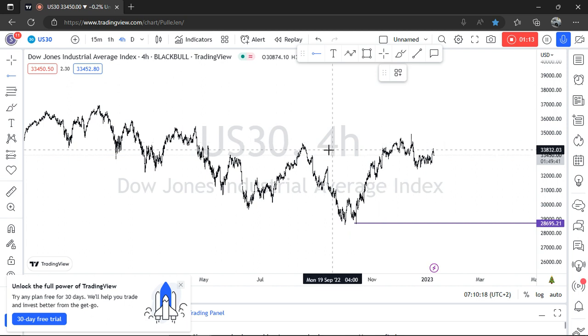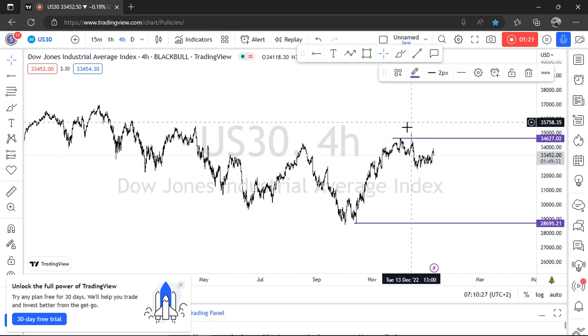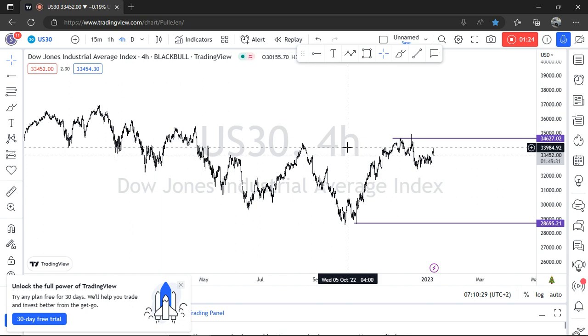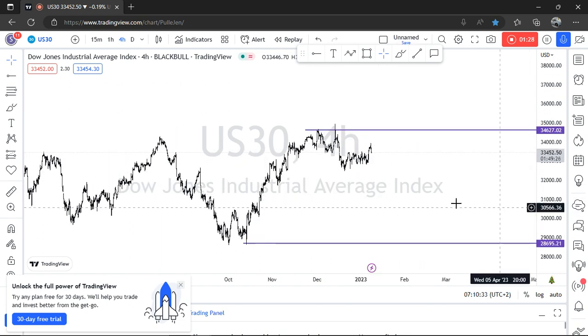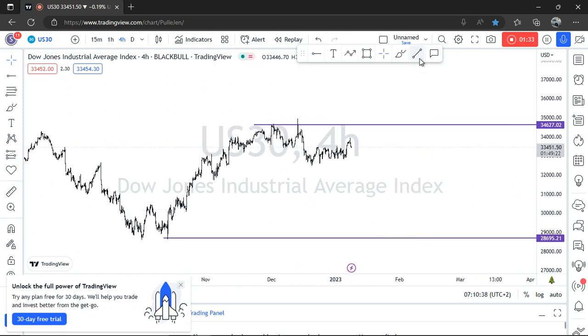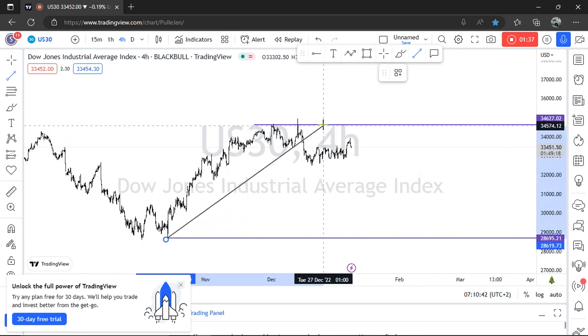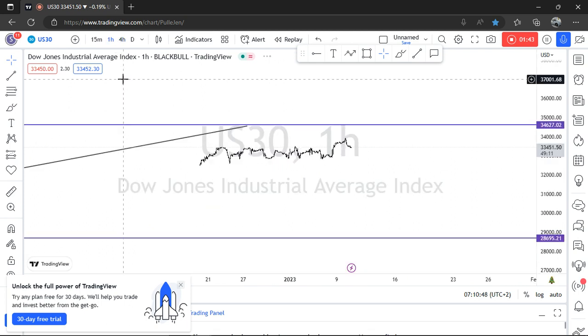I'm quickly going to identify my lowest point and my highest point, which is this one, and that one. Here I'm going to be looking for a structure and patterns too. So basically this is what I'm looking at now.